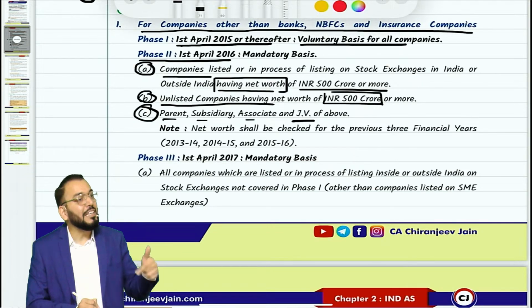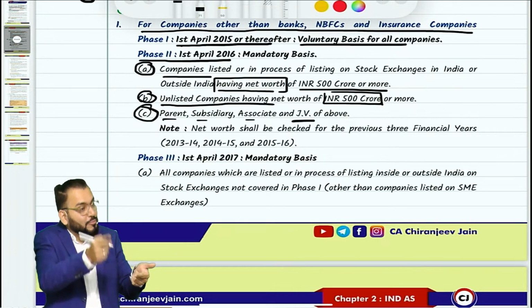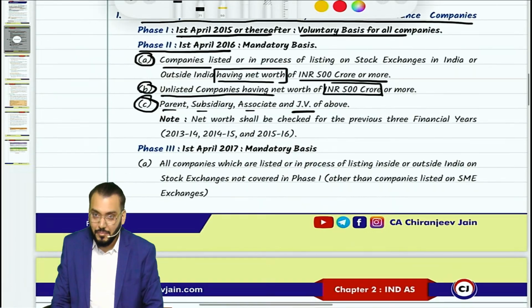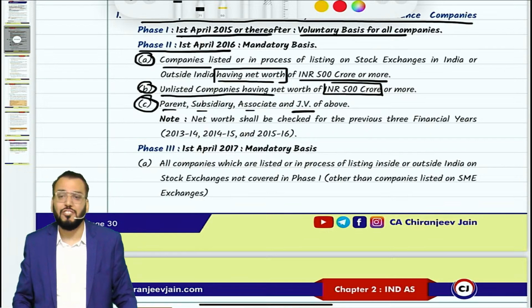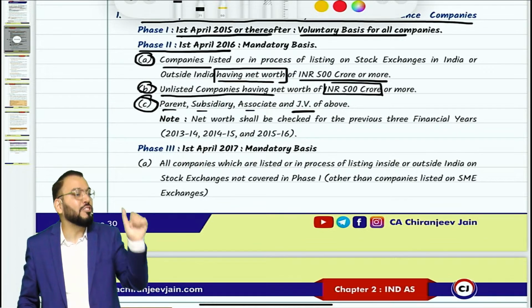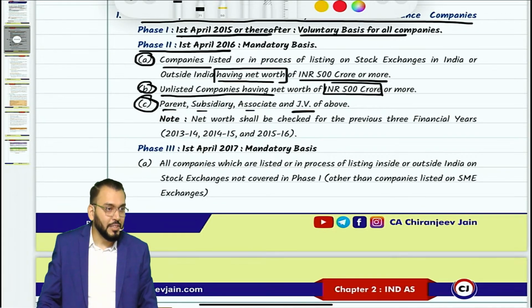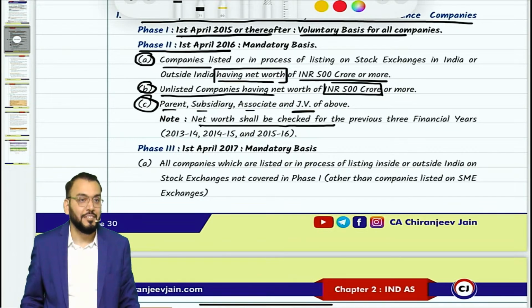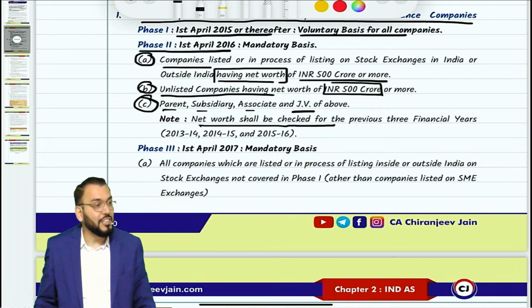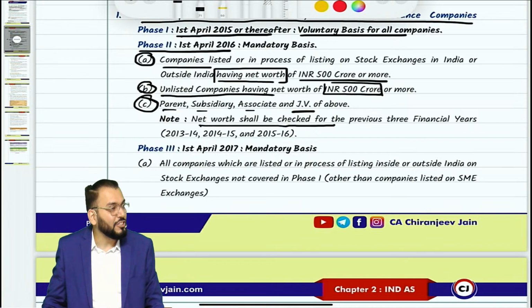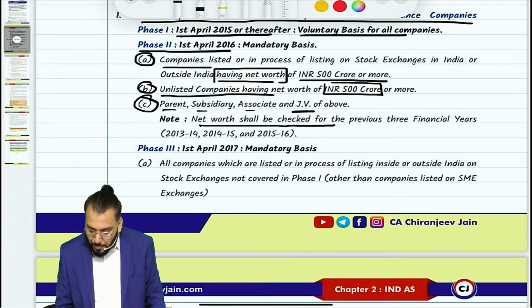So to any company, Ind AS is applicable to their parents, subsidiaries, associate, joint venture. Also, Ind AS will be applicable. Now the question is the net worth of which date? Means we should calculate net worth on which date for which financial year for the applicability. So what they have given, net worth shall be checked for the previous 3 financial year. If it is 1/4/2016, previous 3 financial years will start from which year? Can I say from financial year 13-14, 14-15 and 15-16?